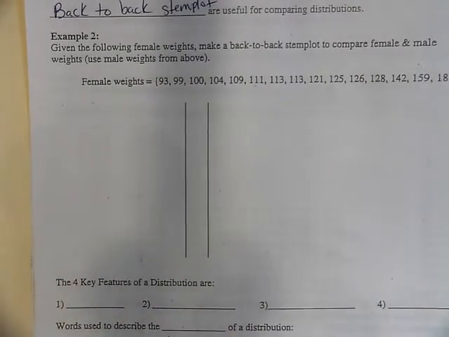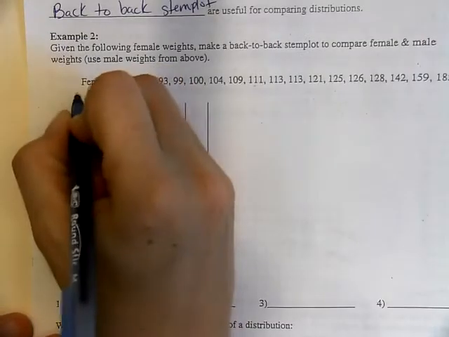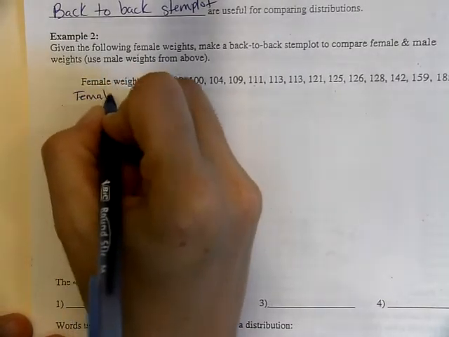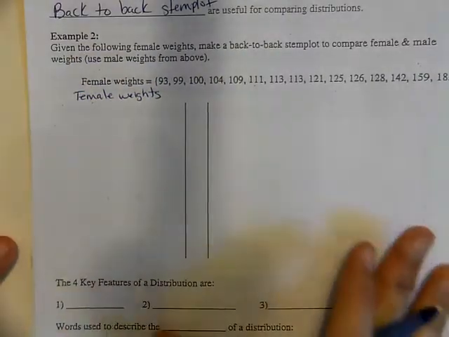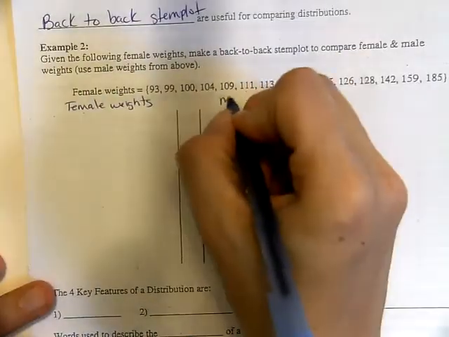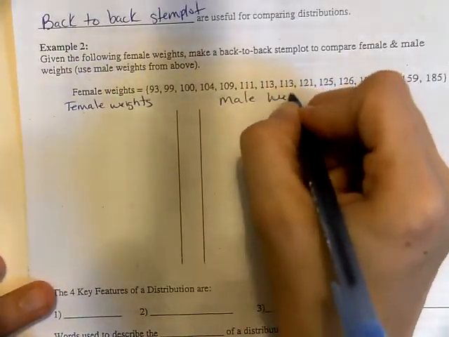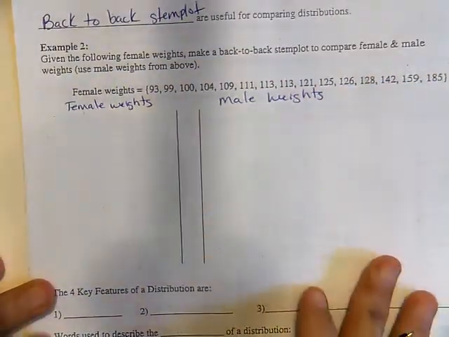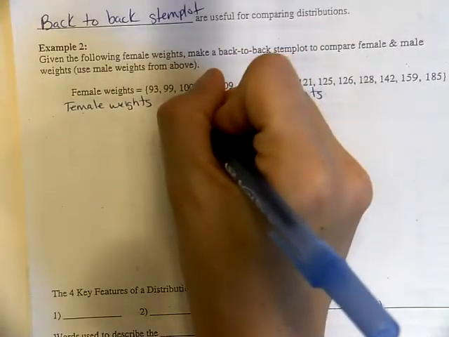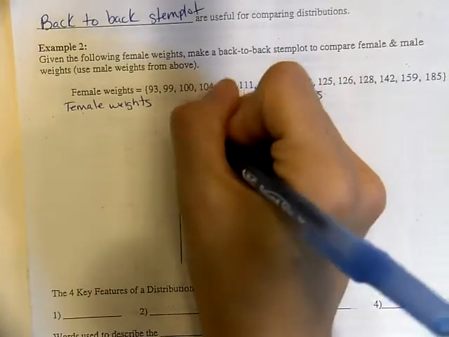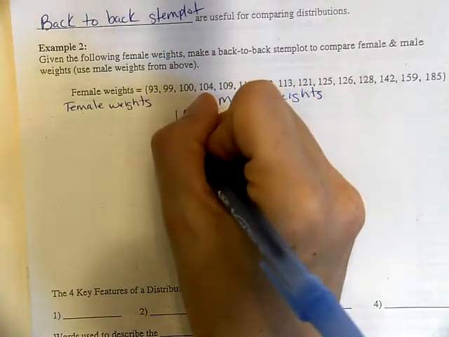It doesn't matter which side is which. I'm going to put female. Just make sure you label. I'm going to put female weights on the left-hand side, and we're going to do our male weights on the right-hand side. So you need to go from 90 to 225. I'm going to start at 9 and go all the way to 22. So 9, 10.